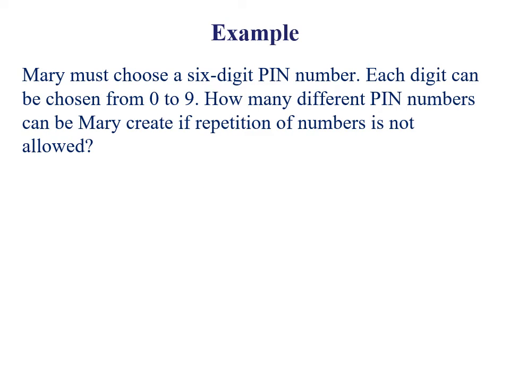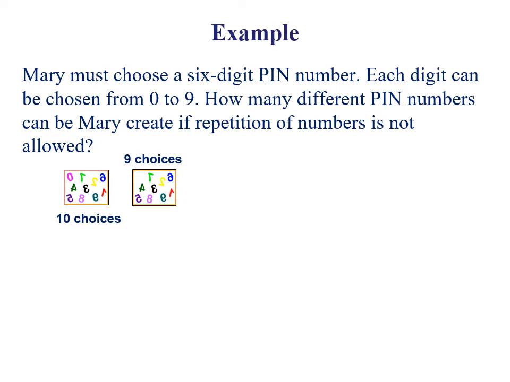Mary must choose a 6-digit PIN number. Each digit can be chosen from 0 to 9. How many different PIN numbers can Mary create if repetition of numbers is not allowed? So for the first one, we have 10 choices. Now repetition is not allowed. So for the second one, we have 9 choices.